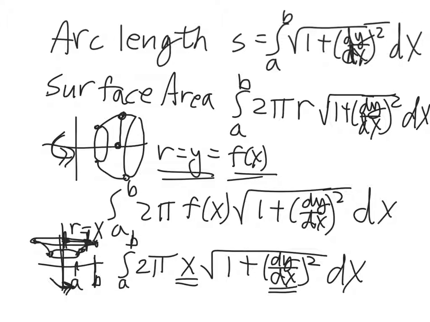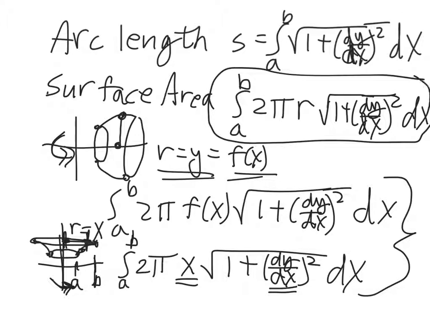So these will be the two formulas that you have to worry about, and basically just this right here will be the one formula we worry about, and then r has the two different possibilities. So that will be your surface area for this revolution of an arc length.